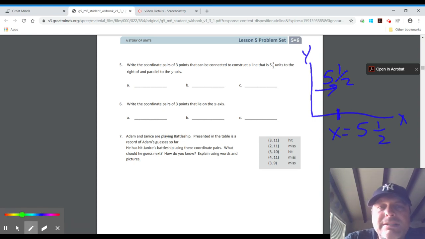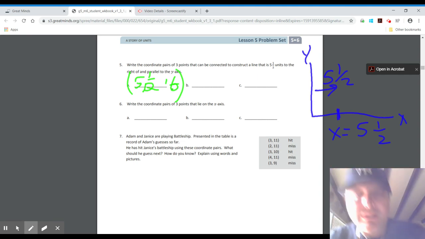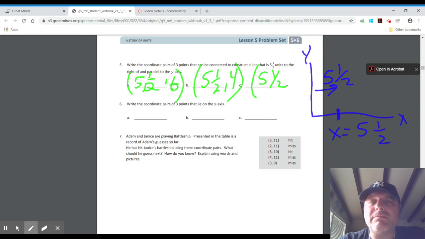Let's use green. So I got write the coordinate pairs of 3 points. Okay, 3 points. Let's do it. So all you have to do is 5.5, comma, anything you want. So you could do 6. Okay, so the second one could be 5.5, and we can use 4, and then the last one we could do 5.5, and it's fine, whatever you want to do. Let's use a half because they did 8.5. There you go. That's 3 units. Now you can do any ones you want. You just have to start it with x is 5.5 because it's 5.5 from the y axis.